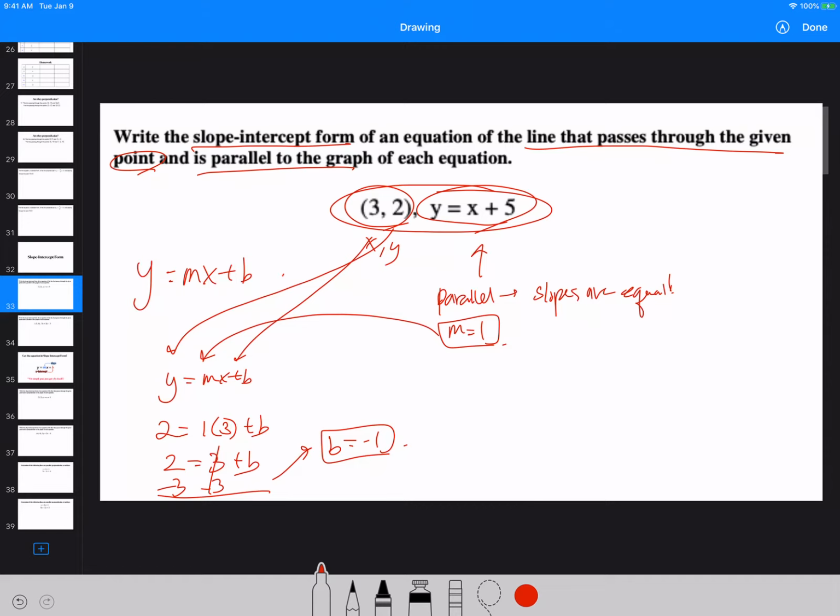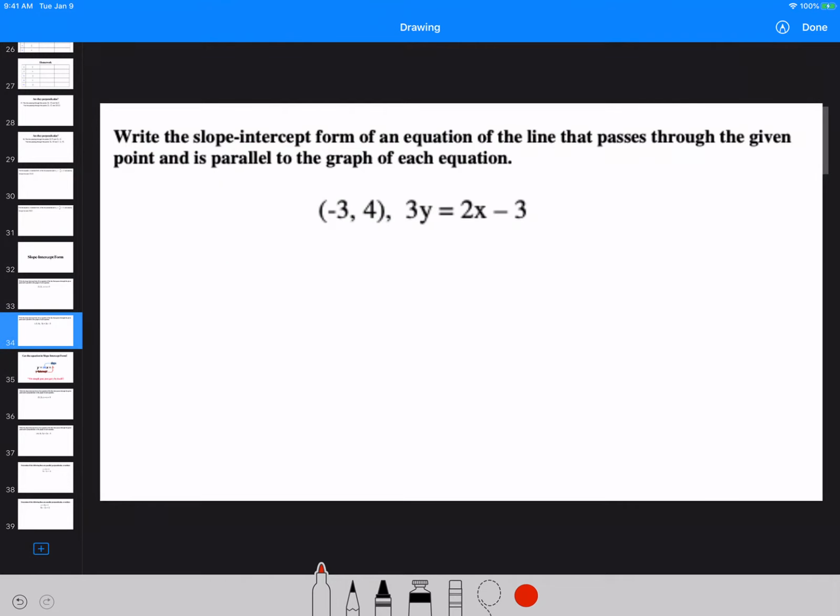Now that we have that, we're going to plug it back into our original equation. Y is equal to 1x minus 1. You plug the b into the equation. Your slope still says 1 there, so that's going to be our answer. Now take a look at a question that looks like this. It's the same exact problem where we're looking for a parallel line equation, but notice how the equation here says 3y is 2x minus 3.